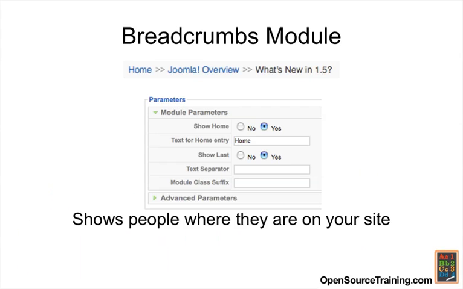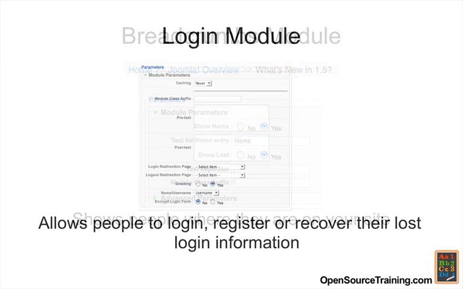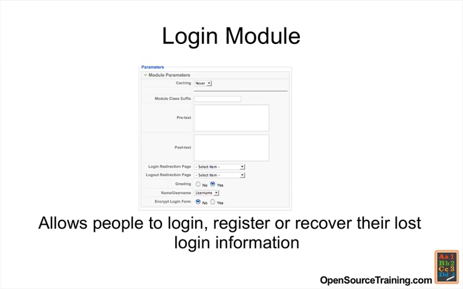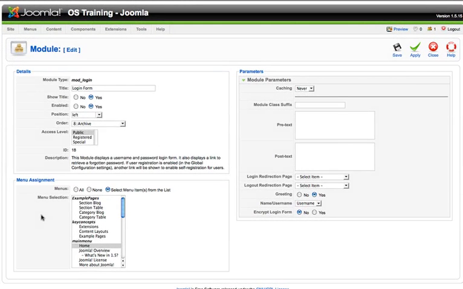As we look at the modules that come with the standard Joomla installation, if you install the sample data, we've got a number of them. First, the Breadcrumbs module we've already talked about. Very simple to add, shows people where they are on your site. The login module allows people to log in, register, recover their lost passwords and things like that. The login module has a number of parameters that are really helpful.